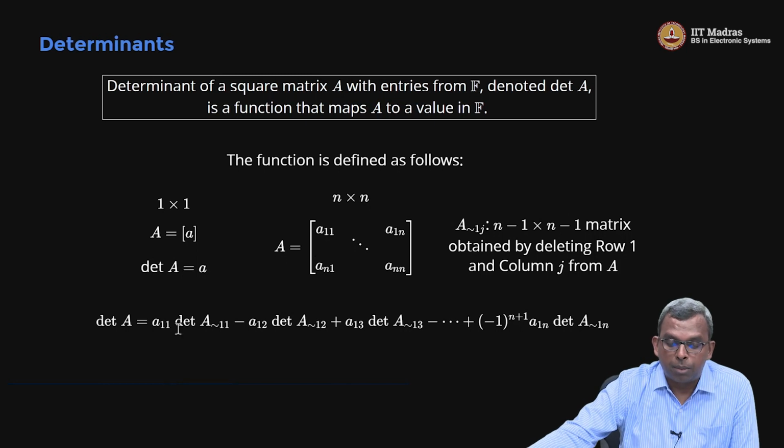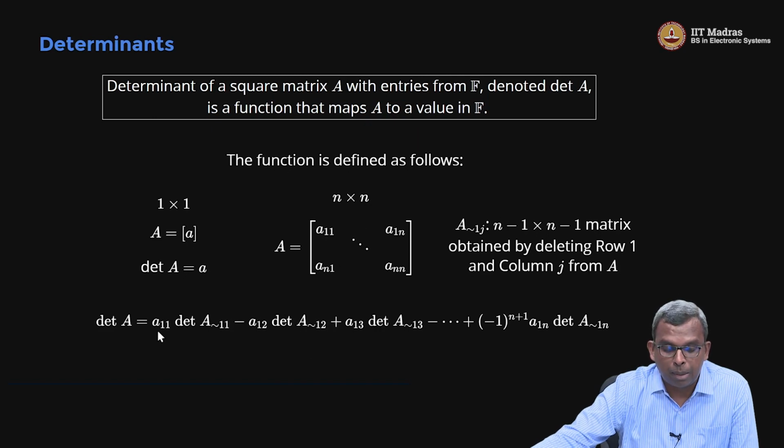The determinant of A is basically A11, the value that is here, times the determinant of this n minus 1 by n minus 1 matrix, A tilde 1 1, and then minus A12 times the determinant of A tilde 1 2. You take each of these minors, find their determinants, and multiply: A11 times this, minus A12 times this, plus A13 times this, minus, plus, and so on, till the last term, which is minus 1 power n plus 1 times A1n times the determinant of A tilde 1n.